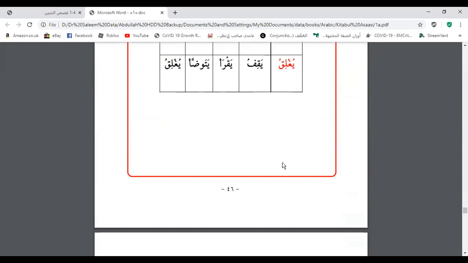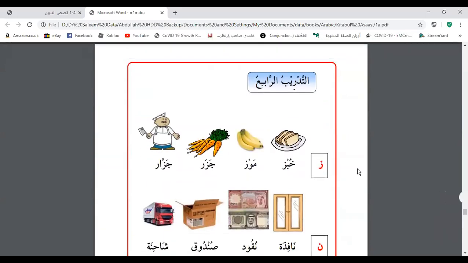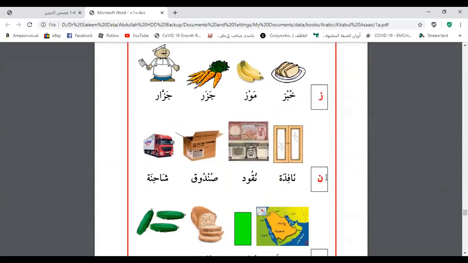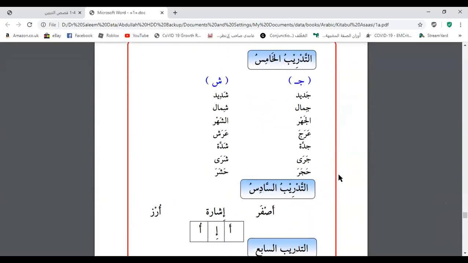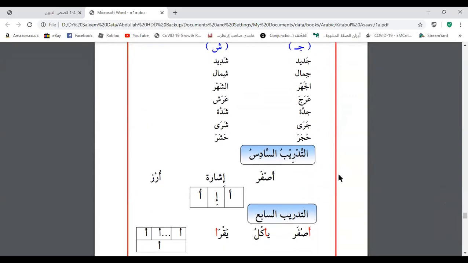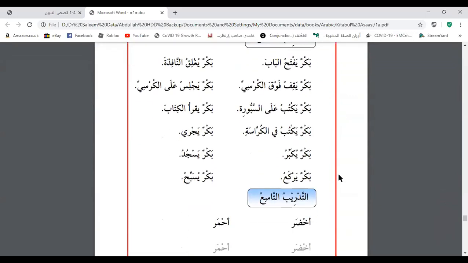Easy, they just want you to identify those. Obviously, it's easy for you to identify those words from the group. Okay, teaching you what is the difference between za and noon. Obviously, there's slightly different writing. Difference between sheen and jim. Okay.